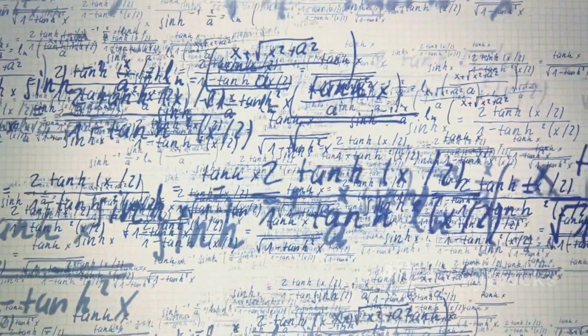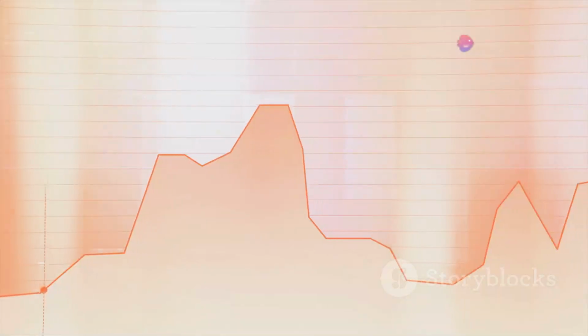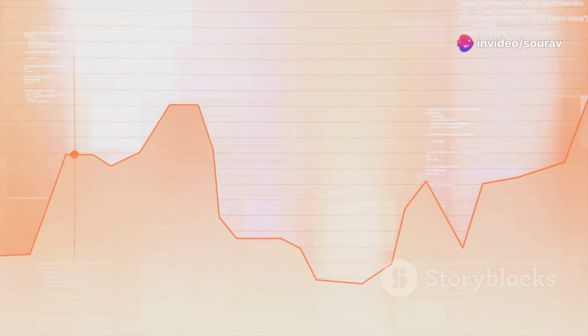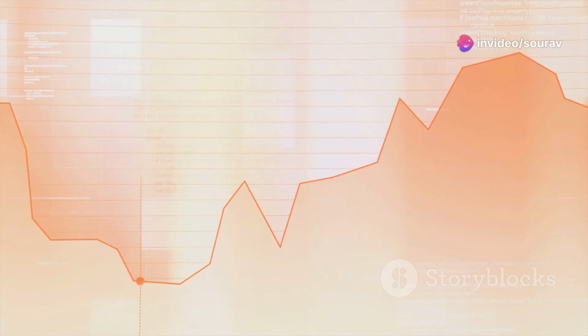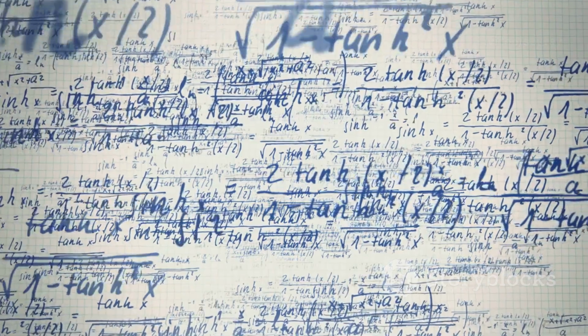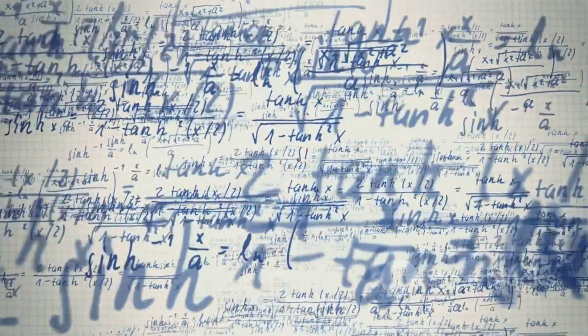Removable singularities are like tiny bumps on the mathematical road. We can smooth them over. These are points where a function is not defined, but we can redefine it to make the function continuous. Non-removable singularities are more like bottomless pits.